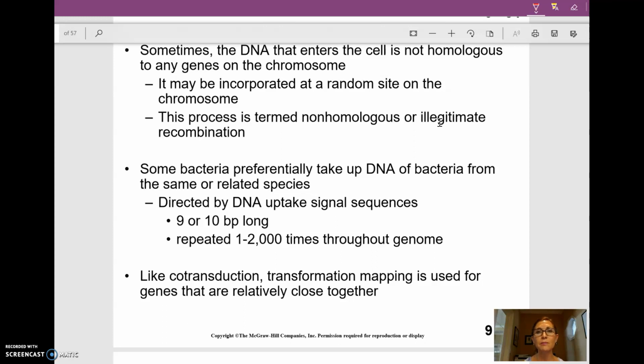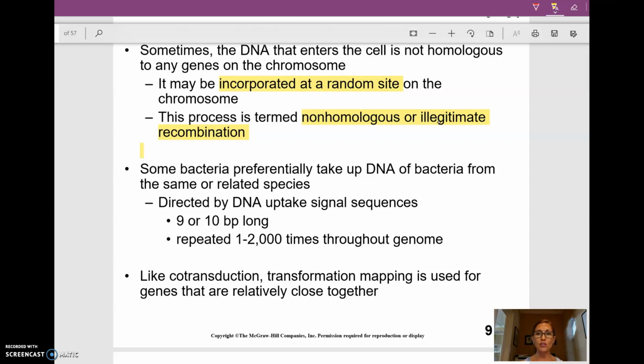So sometimes DNA enters in a controlled fashion, where you have what we call homologous recombination. It's like crossing over occurred. Sometimes you have DNA incorporated into the new chromosome at a random site. That's non-homologous recombination, or they call it illegitimate recombination. We're not going to cover how that happens. Don't worry about that right now.